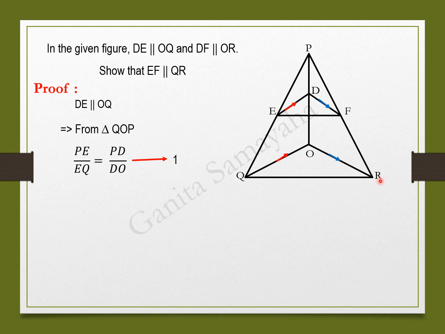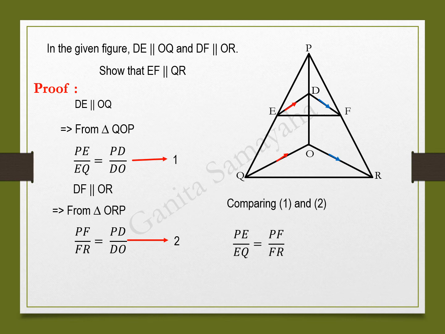We can apply BPT and write the ratio again. DF is parallel to OR, which implies that from triangle ORP, PF by FR is equal to PD by OD. Isn't it, children? Let us call this statement 2. So observing 1 and 2, what do you notice, children? Right hand side is the same, PD by DO, which means that the left hand side is equal. So we'll write that PE by EQ is equal to PF by FR. Now let us observe the figure. PE by EQ is equal to PF by FR. So which is the triangle that you should spot now?